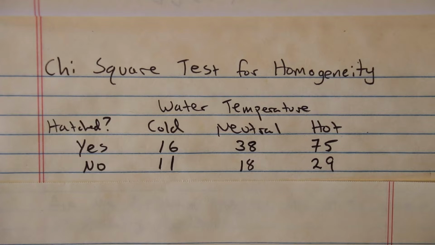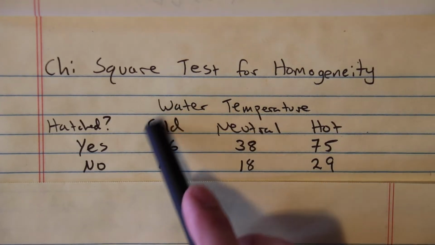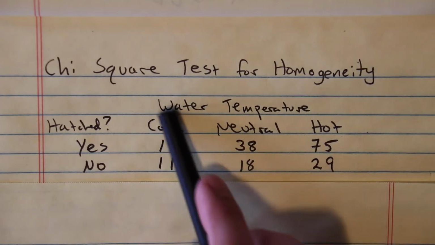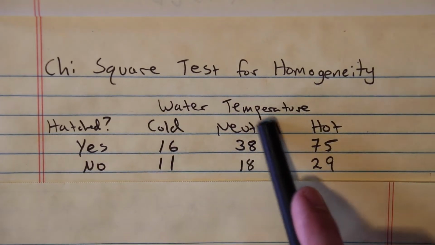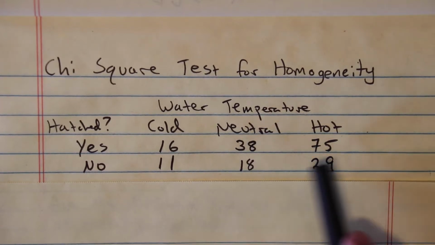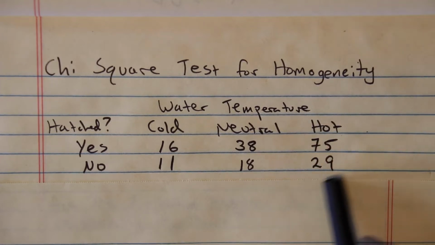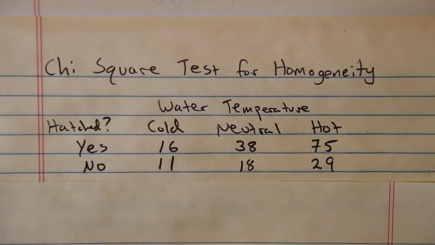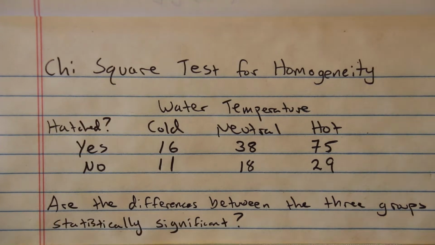What you would do is you would take a look at the proportions. So in this case here, under the cold, about 59% of them hatched, a little bit more than half. Under the neutral, about 67% hatched, and under the hot, about 72% of these ones hatched. So here's the question that we're going to be asking, and it's the question that a chi-squared test for homogeneity asks: are the differences between the three groups statistically significant?